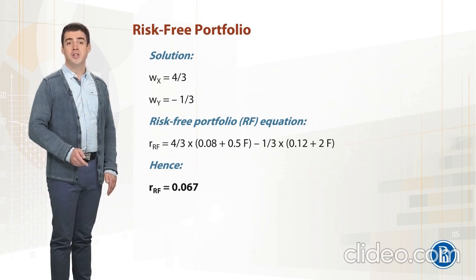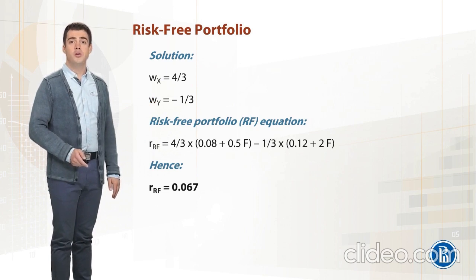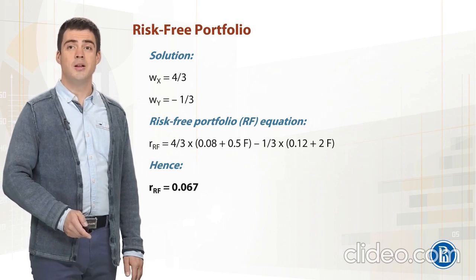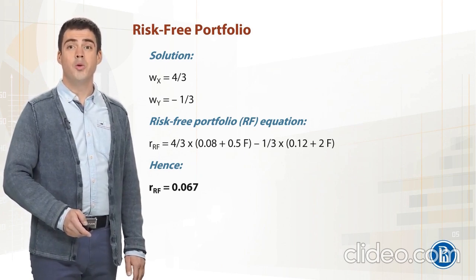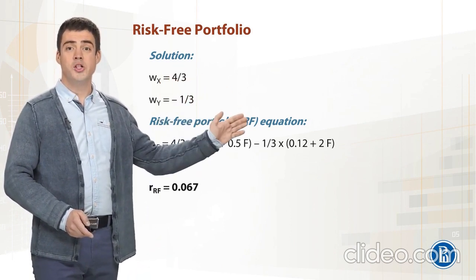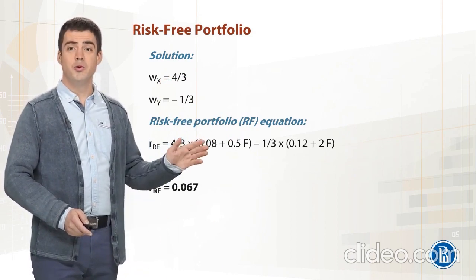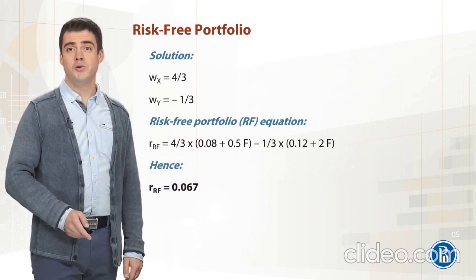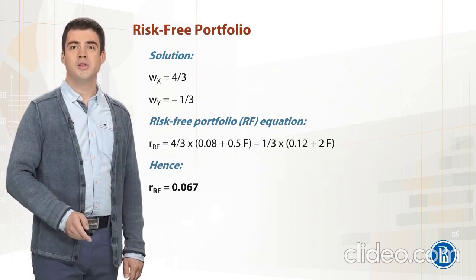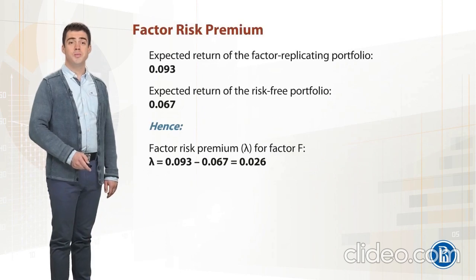The weight of stock X in such a portfolio should equal 4/3, and the weight of stock Y should equal minus 1/3, which implies that we need to short sell stock Y in order to create such a risk-free portfolio. And we can easily check that indeed the portfolio of stocks X and Y in the given weights will have zero sensitivity to factor F, and its expected return will be 6.7%. Now let's summarize what we have found out.